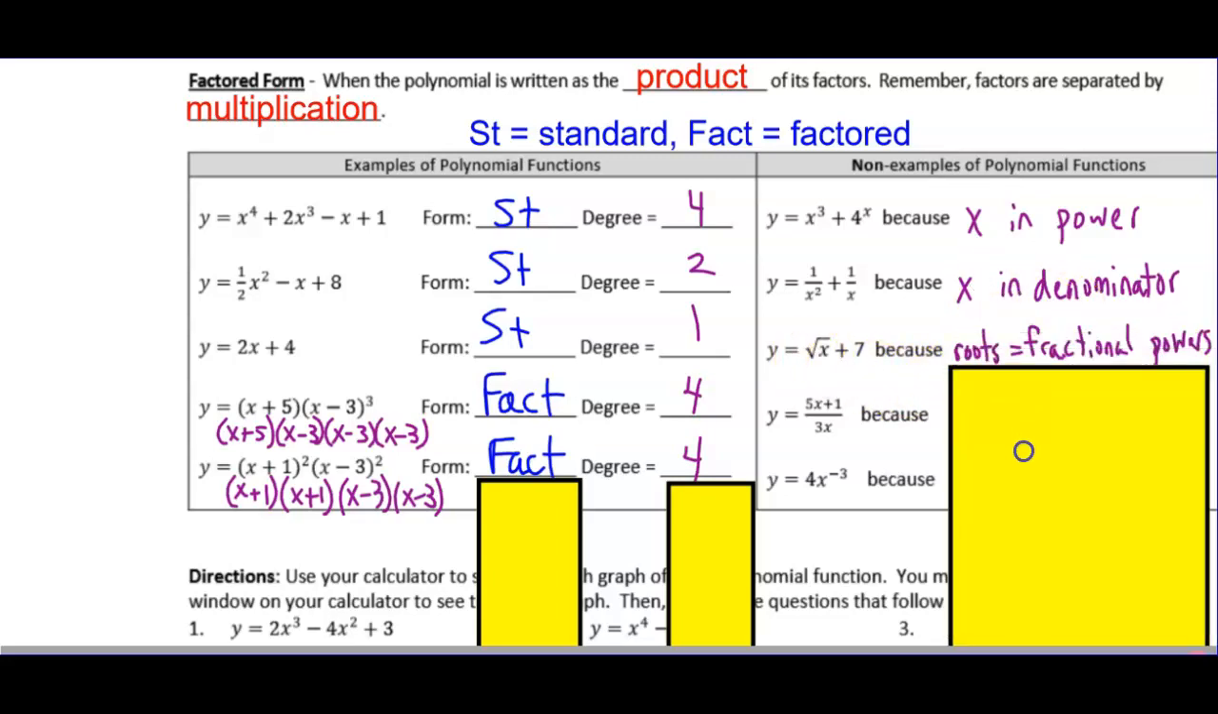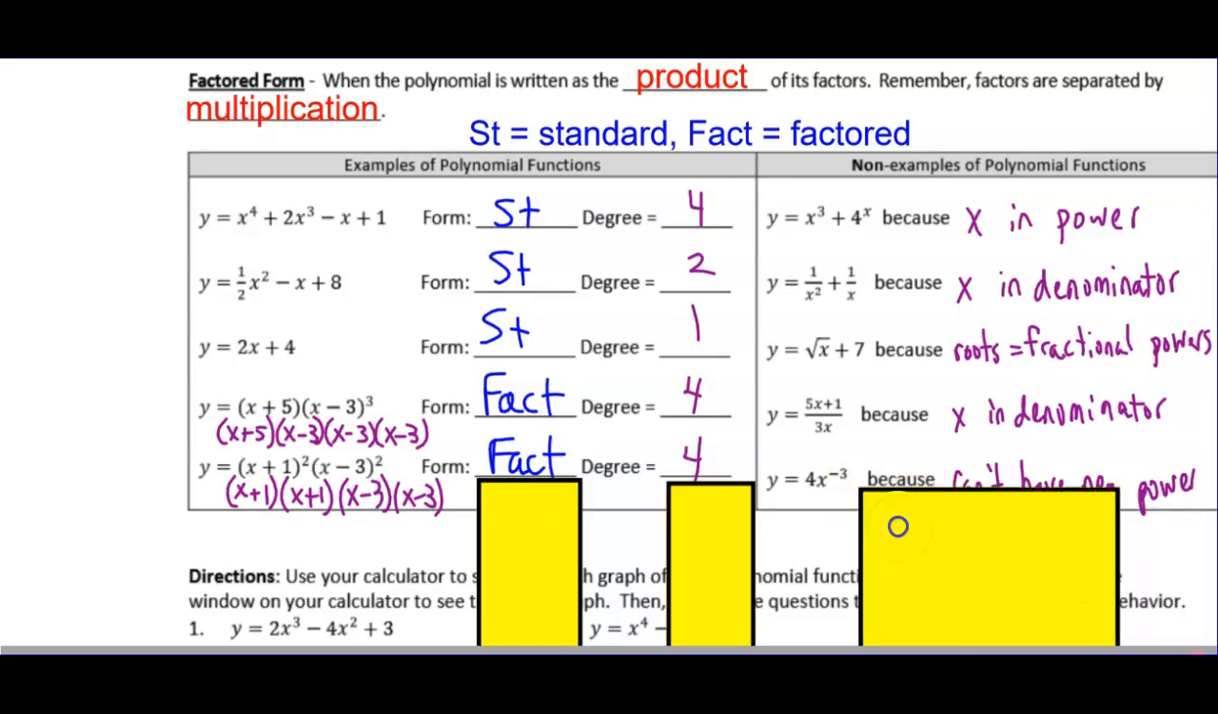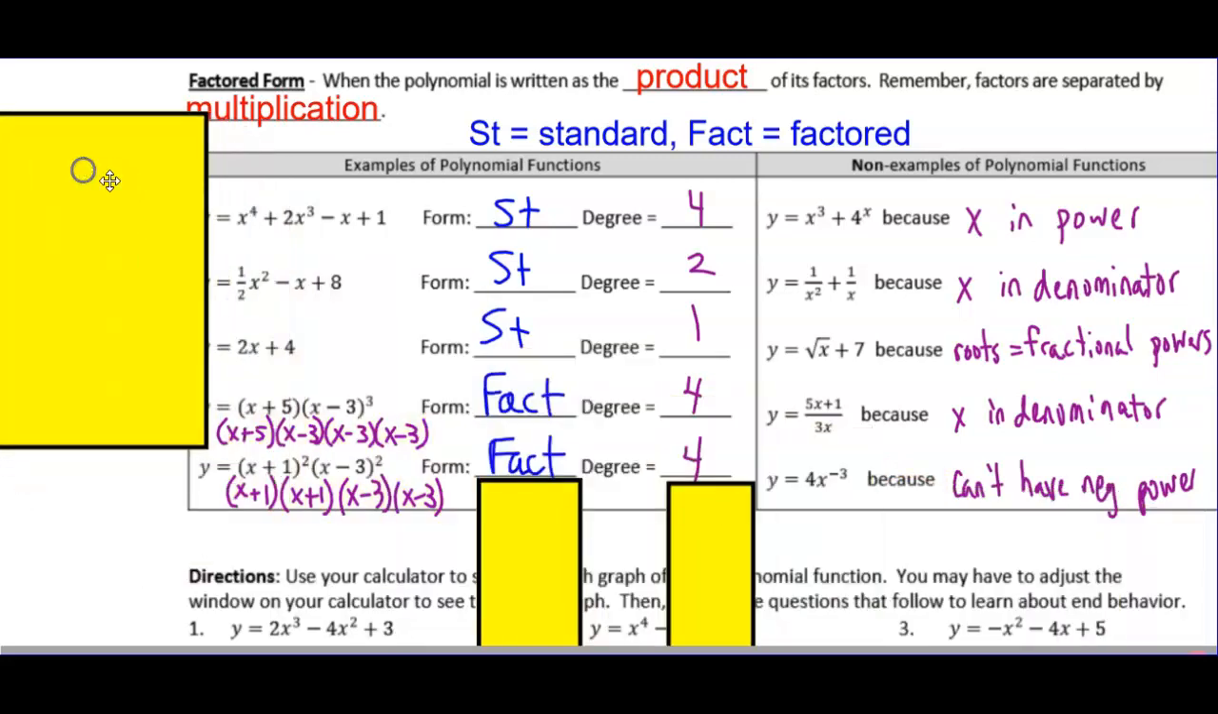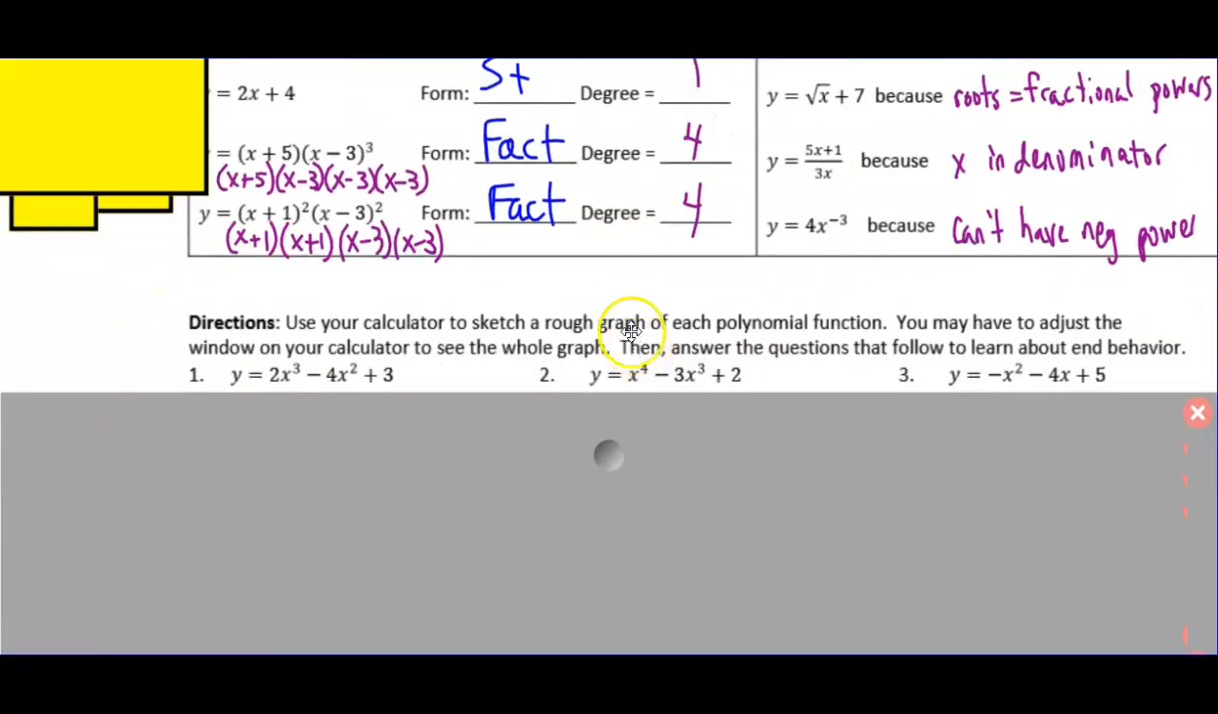Third one, you can't have a root because roots are equivalent to fractional powers. So this would be like saying x to the 1/2. Fourth one's got another denominator, x, and that's no good. Last one, if you have a negative power, you're assuming a negative denominator, and so no negative powers on your x's. All right, so various characteristics of polynomials there between format, degree, and definition of.